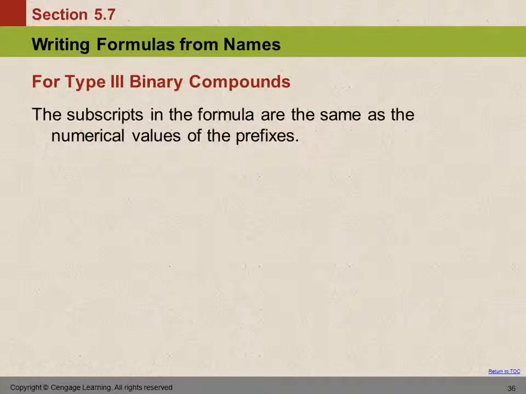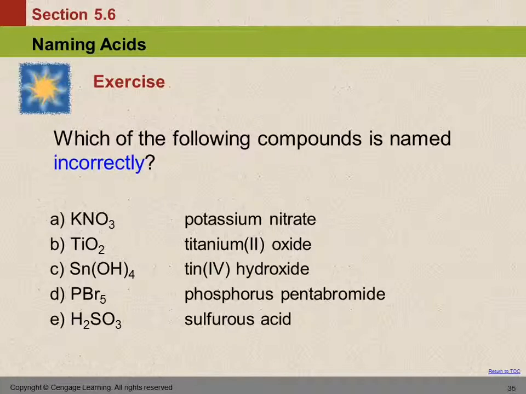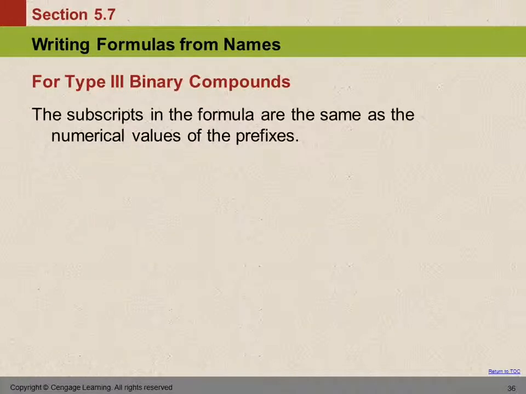This is the last section of Chapter 5. We've been learning how to name compounds. We look at the formula and we write the name. And so this section is about what if you have the name and you need to write the formula. So we're going to go over these different types of compounds again, but do it in reverse.